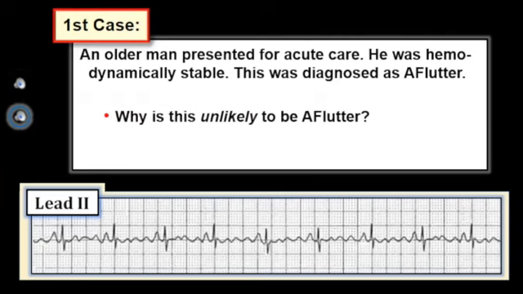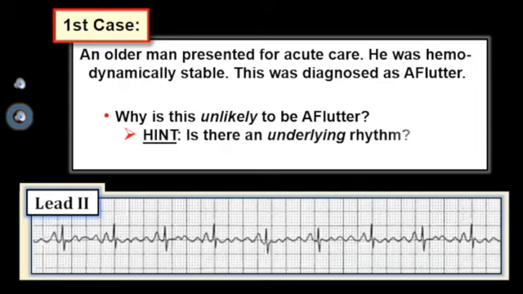In answering, I'll go one step further by asking, why is this rhythm unlikely to be a flutter? Hint, do you see an underlying rhythm? What's in the red circle? Do you see similar deflections elsewhere on the tracing? What are the red arrows pointing to?